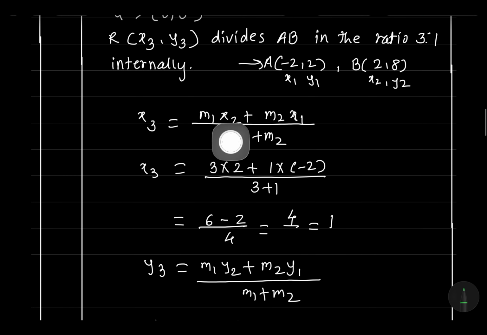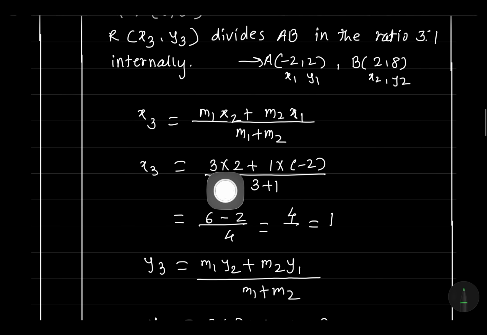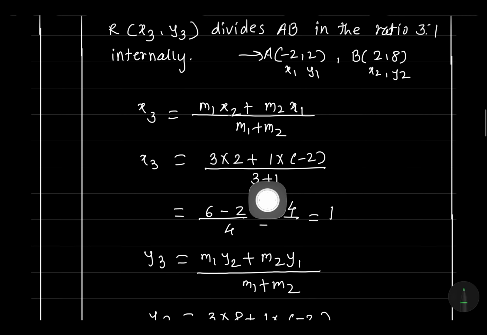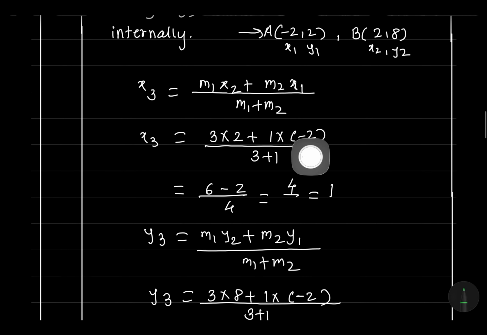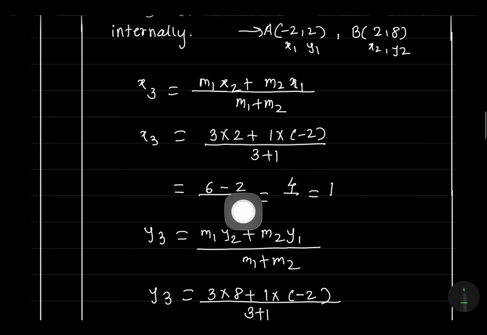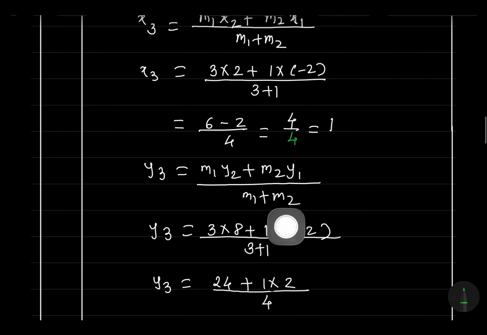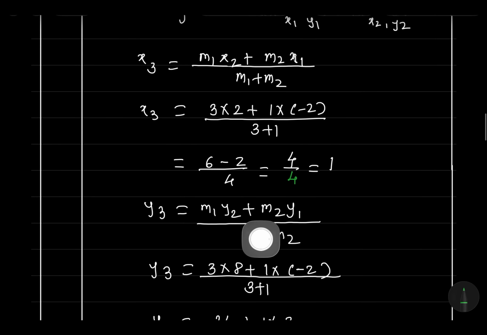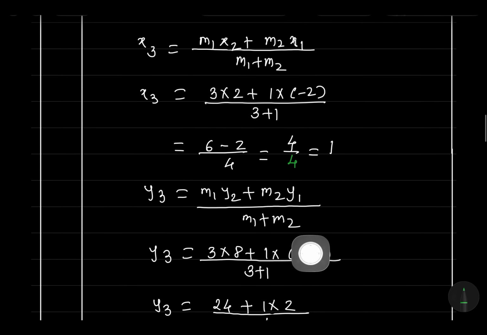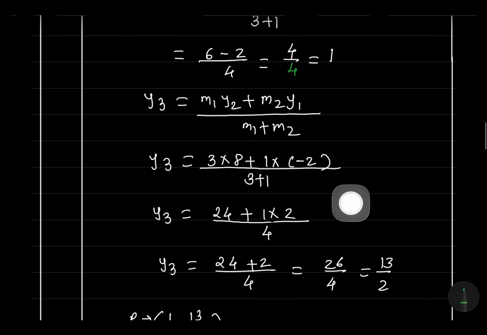Then x3 by the section formula, you know the section formula: m1 is 3, then your x2 is 2. Here also I have written plus, and m2 is 1 and x1 is minus 2, upon 3 plus 1. So 6 minus this 1 into minus 2, 6 minus 2, that means 4 upon 4. So equal to 1. Then y3, same way you have to use the section formula. Then 3 into y2, y2 is 8, plus 1 into y1, y1 is 2.